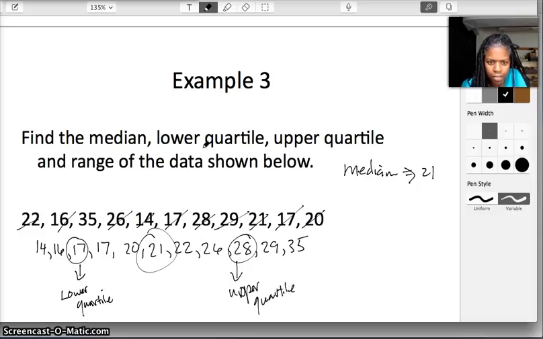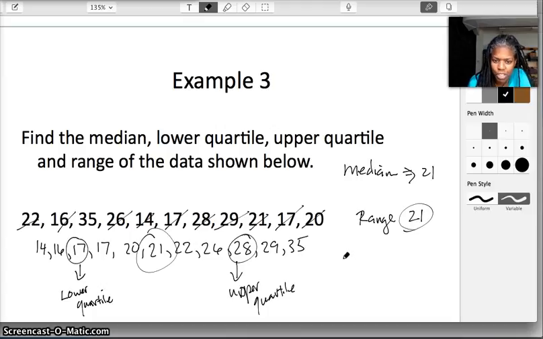And obviously we can find the range of the data by taking 35 and subtracting 14, and we would get that the range is 35 minus 14, which is 21. Making it up? No, not really. Okay, so we get 21.